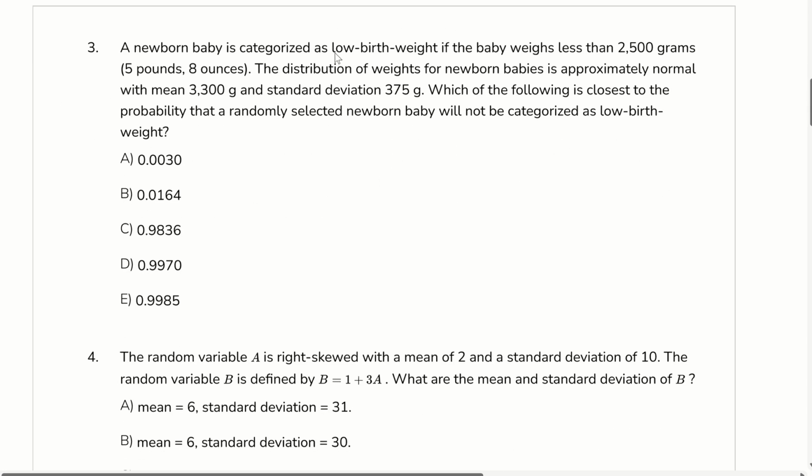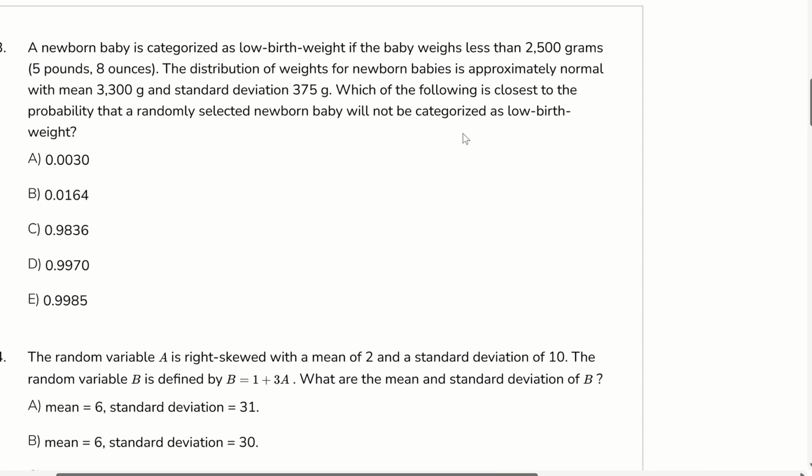A newborn baby is categorized as low birth weight if the baby weighs less than 2,500 grams, 5 pounds, 8 ounces. The distribution of weights for newborn babies is approximately normal, with a mean of 3,300 grams and standard deviation of 375 grams. Which of the following is closest to the probability that a randomly selected newborn baby will not be categorized as low birth weight? This is will not be categorized.